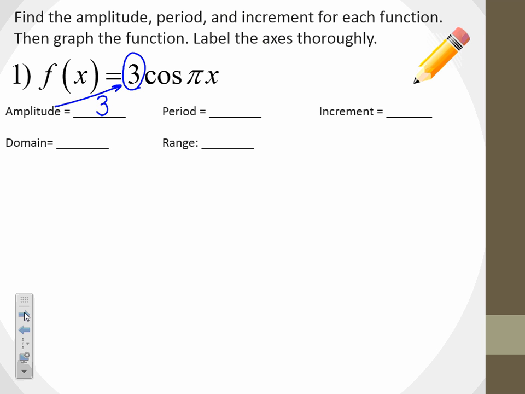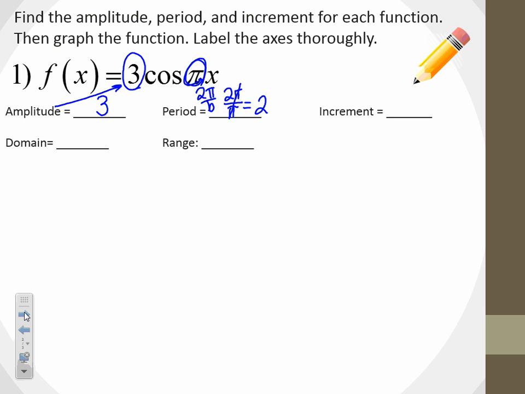So that means it's going to have a maximum height or maximum depth underneath of 3. The period comes from 2 pi divided by b, and those were in our notes from the day before. So the b value is always in front of that x. So this one is 2 pi divided by the b value, which would be pi. So we'll place that in there, and now notice what simplifies. Pi divided by pi is 1, so the period is 2.